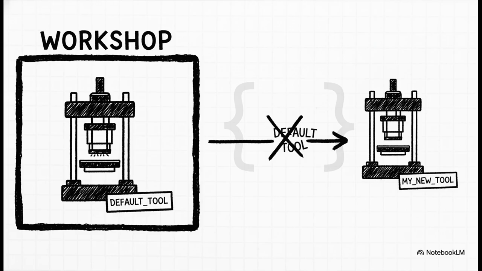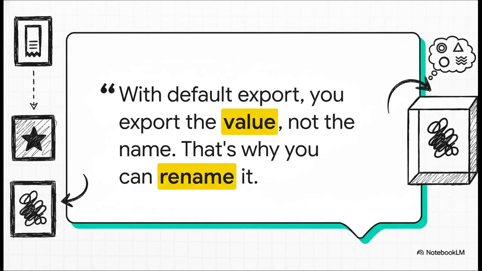Since the file is only offering up one main thing, you don't need the curly braces at all. And what's even better, you can give it any name you want when you bring it in. As you can see, we're importing that default from mainfunction.ts, and we get to just call it my custom name right here in this file. So cool.